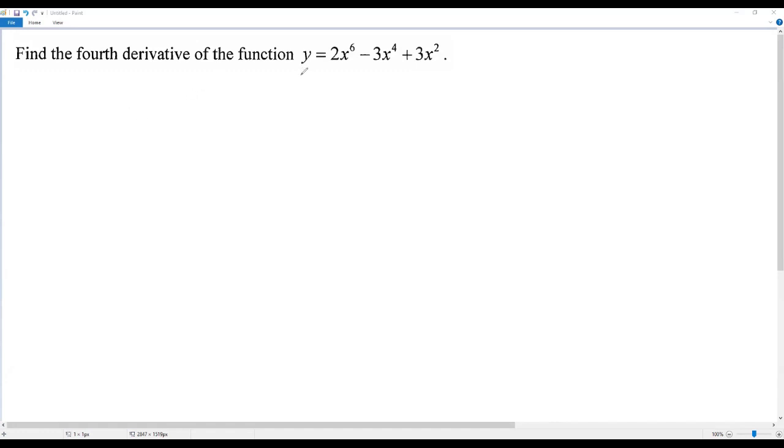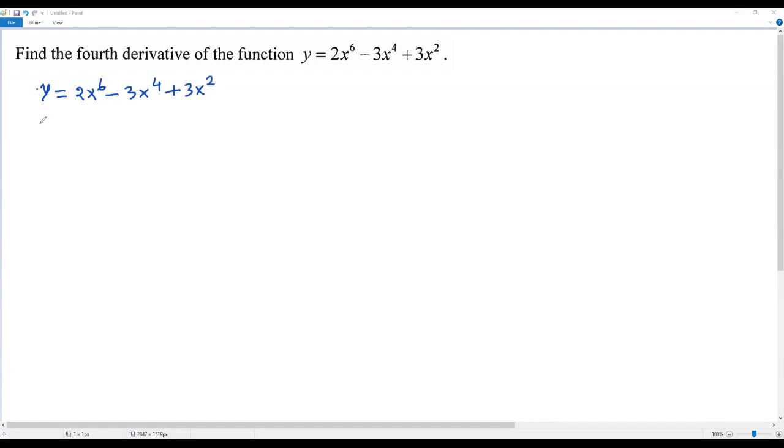Okay, so here we have a function where y is a function of the variable x, and we have to find the fourth derivative. So we have to find the derivative of this function with respect to x four times, because y is a function of x. First let me write the given function as it is, that is y equals 2 times x to the sixth power, negative 3 times x to the fourth power, positive 3 times x to the second power.